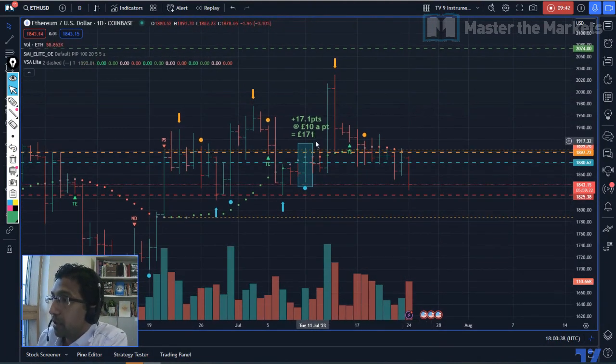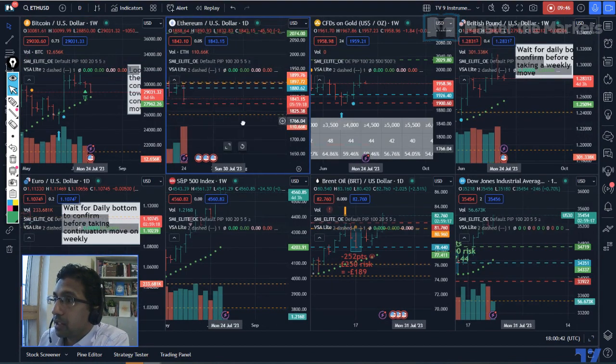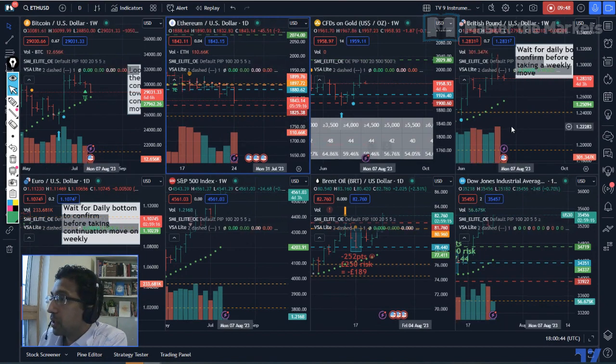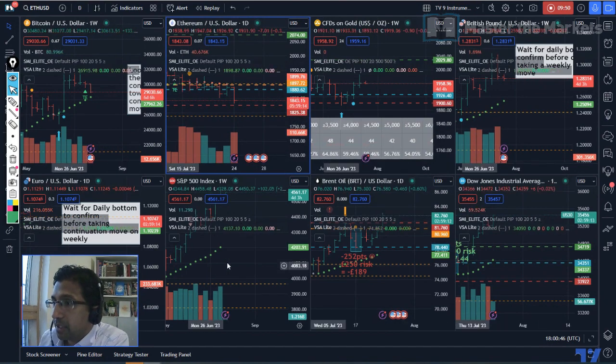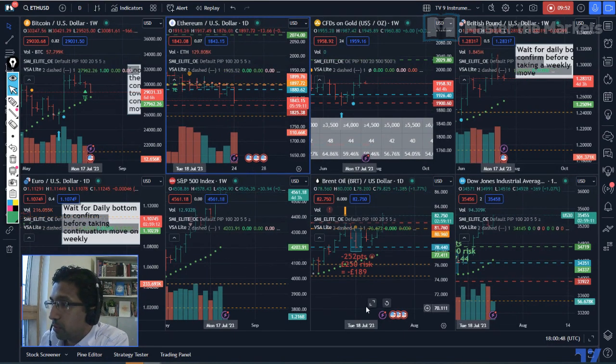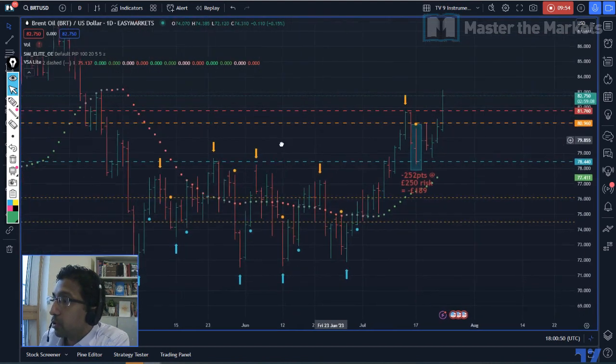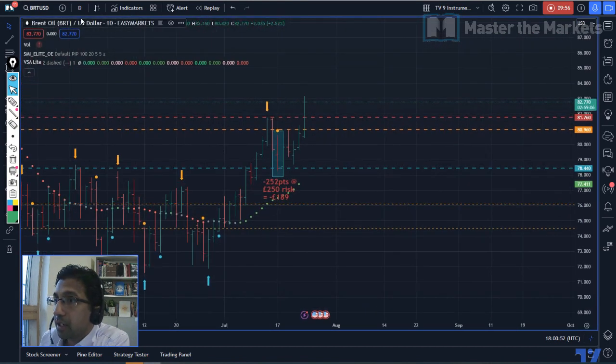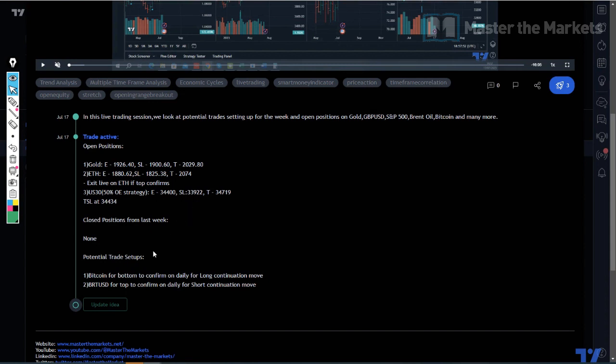This is £10 a point, £171 is what I'm saying over here. In terms of the other one, let me see the closed positions. Another one we got is Brent oil. Remember, we did say that we're going to take a short position over here. If you take a look, Brent oil, top to confirm on daily for short continuation move.